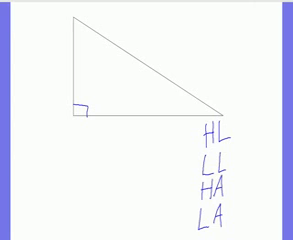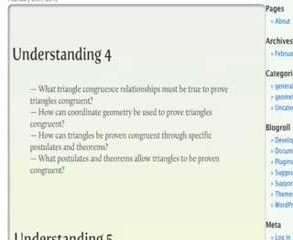All right. Let's go back to our page and look at it again. Okay. Second question in understanding 4 is, how can coordinate geometry be used to prove triangles congruent? What is coordinate geometry? Let's break that down a little bit. What is the coordinate? Does anybody know? On a plane.